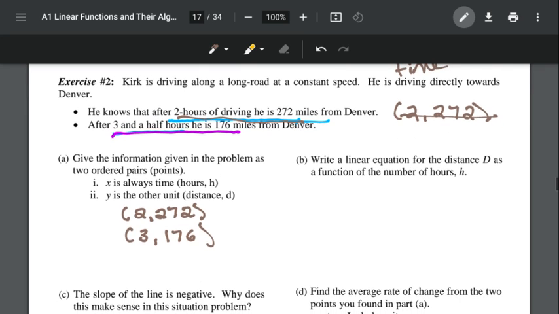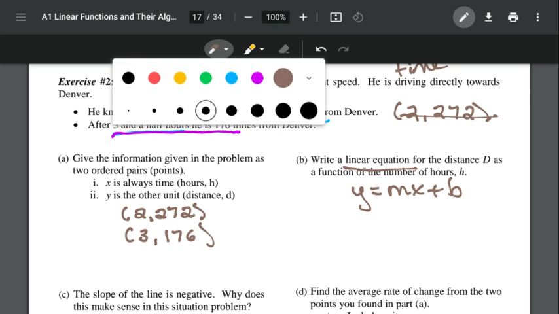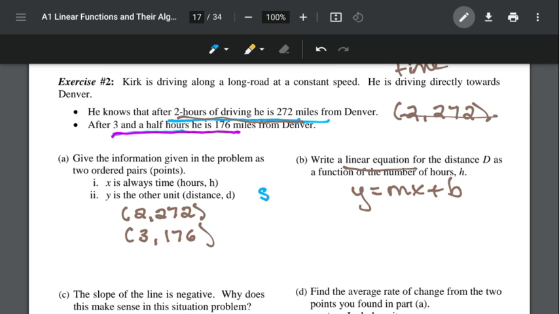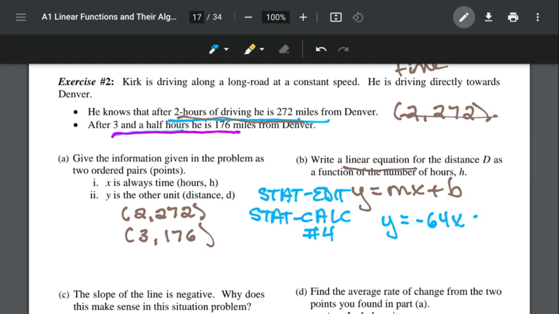So then part B says write a linear equation. Linear equation means y equals mx plus b. We could do a whole lot of algebra to find the m and the b, but we know a more efficient way. In this case, we're going to do stat edit, or stat enter, and then stat calc number 4. Now, I don't have a graphing calculator on my Chromebook, so I'm just going to put in the answer that I got when I used that. So I have y equals negative 64x plus 400.